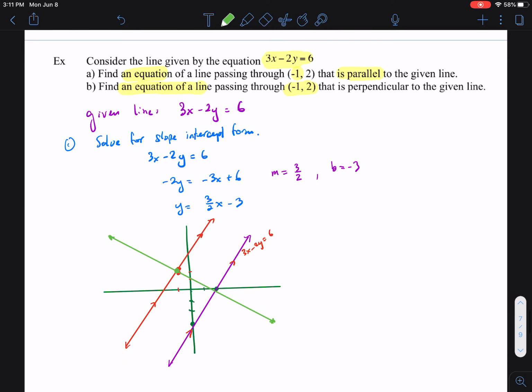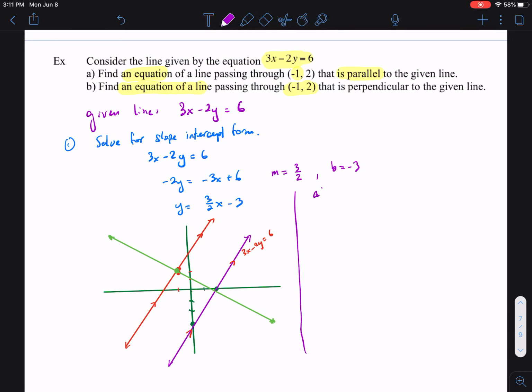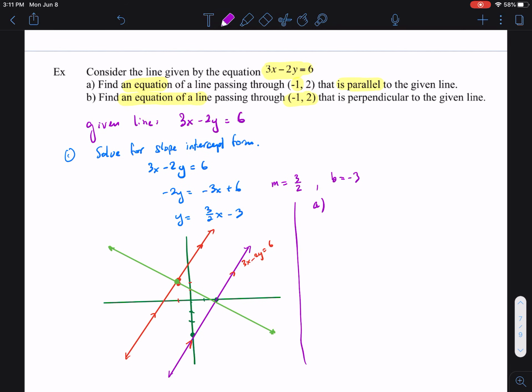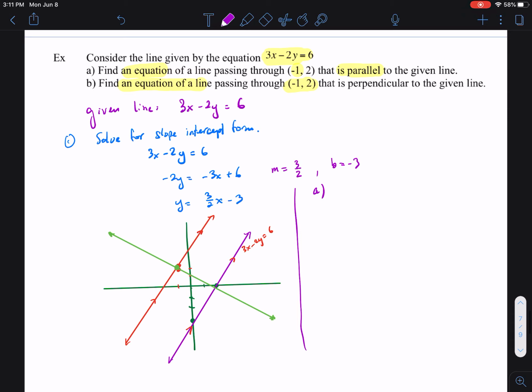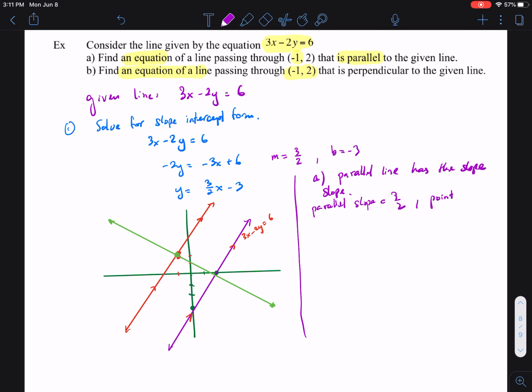Okay. So let's do this. For A, we want to find the equation of the line that passes through this point, -1, 2, and is parallel to the given line. The line that is parallel to the given line will have the same slope. So the parallel slope is equal to 3/2, and the point we're given that the line passes through is -1, 2.